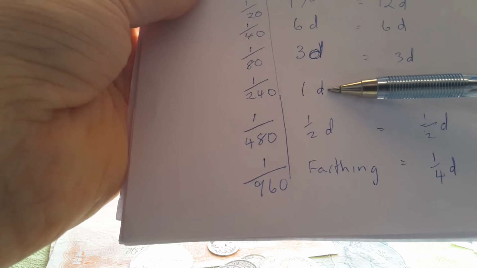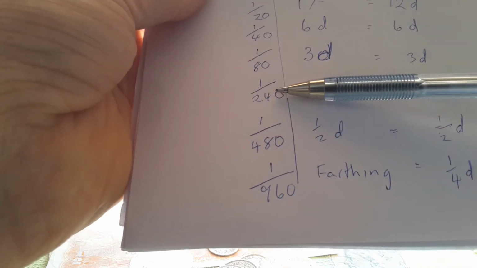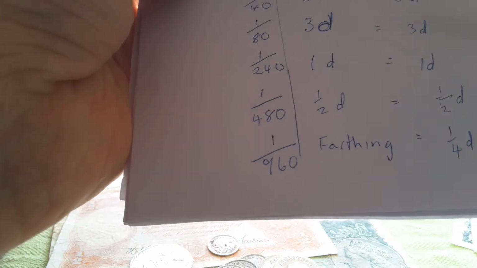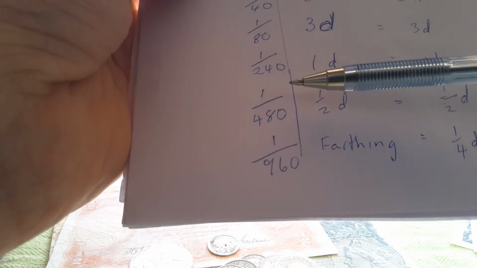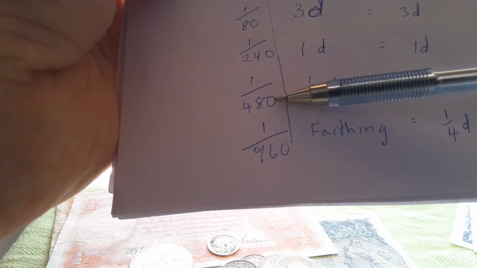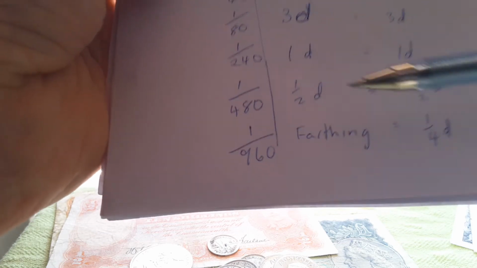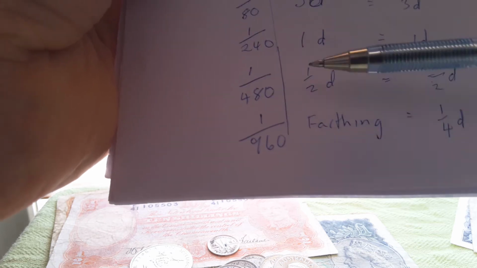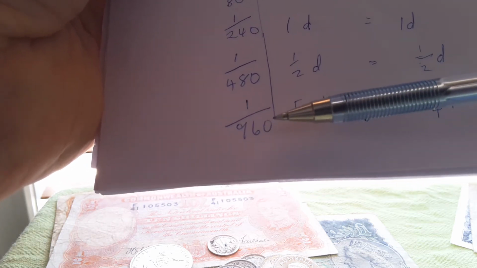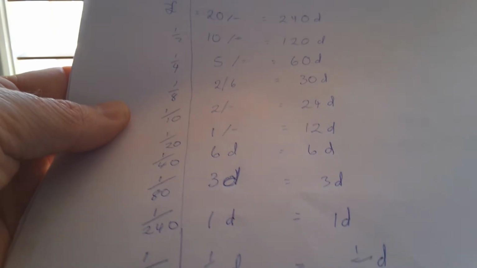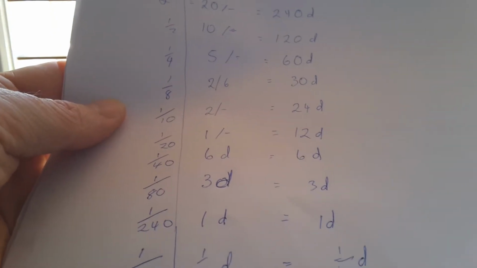1 penny is 1/240 of a pound. A halfpenny, as it was also called, is 1/480 of a pound. The farthing, which is a quarter of a penny, is 1/960 of a pound. Sorry, bit tongue-tied there, but that's basically how the system worked.